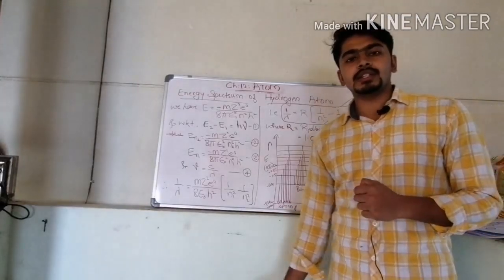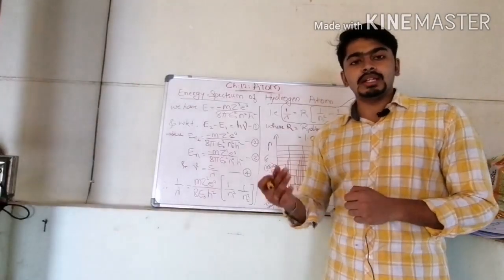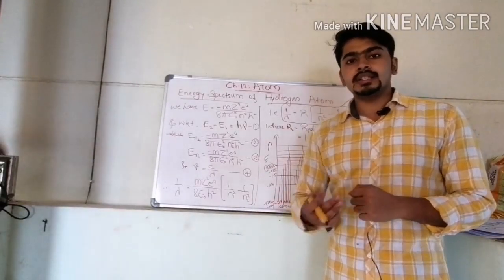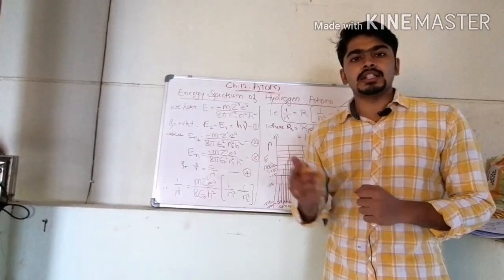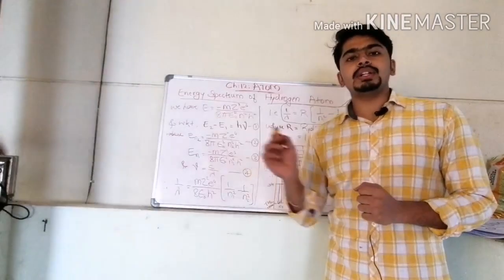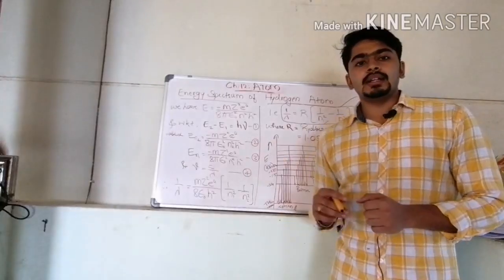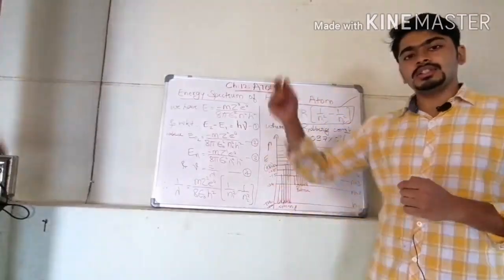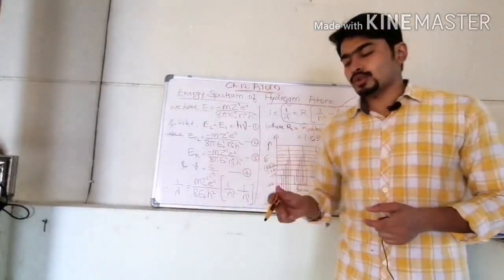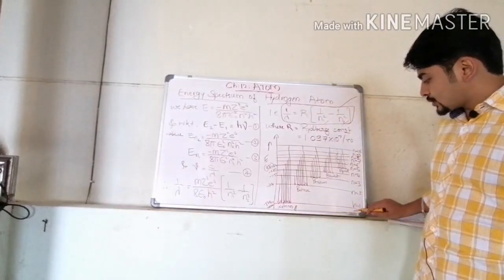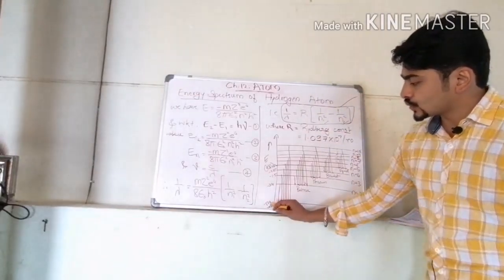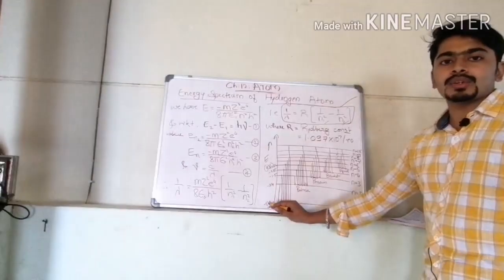How did we get this equation? The value minus 13.6 comes with the help of the energy relation: E equals minus 13.6 divided by n squared. Here n means the energy level to which the electron jumps. So n is equal to 1 here. See here, n is equal to 1. So for n equal to 1, the energy is minus 13.6.